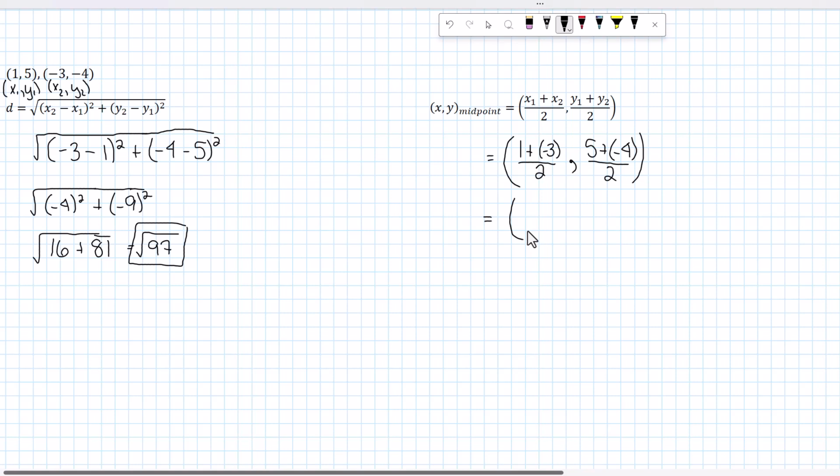All right, 1 plus -3 is -2 over 2. And 5 plus -4 is 1 over 2. We need to simplify. And we end up with (-1, 1/2). How crazy is that?